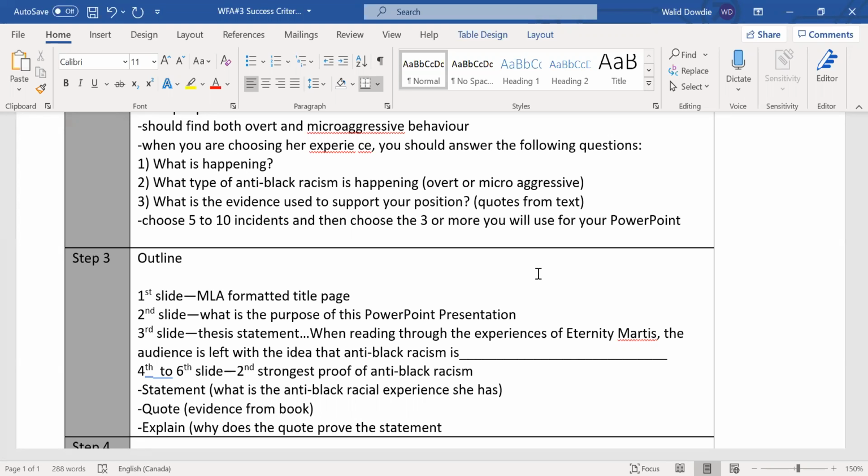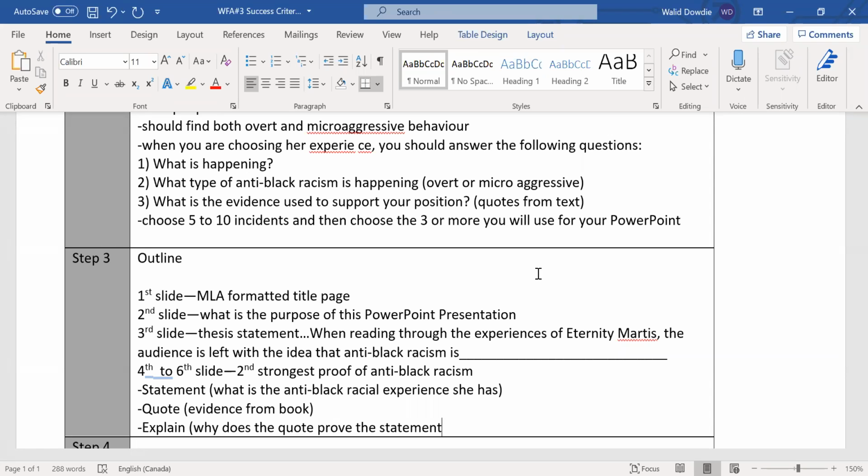Okay, and use that process 2 more times. You can do it more than 3, that's up to you. I wouldn't do 15 of them, but 3 to 4 is fine. It's a minimum of 3. And again, remember, at least one has to be microaggression, at least one has to be overt. The third one can be either one. It doesn't matter, but you have to have one example of each for 2 out of 3 reasons that support your point.